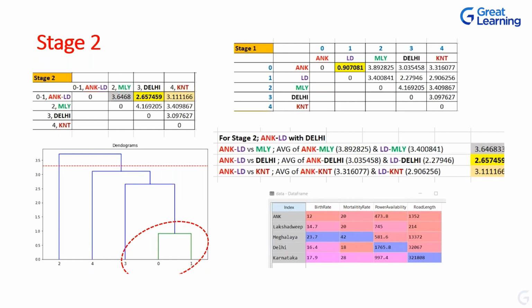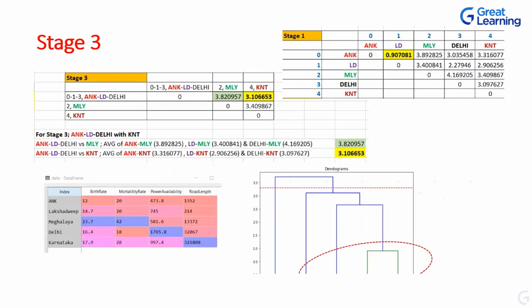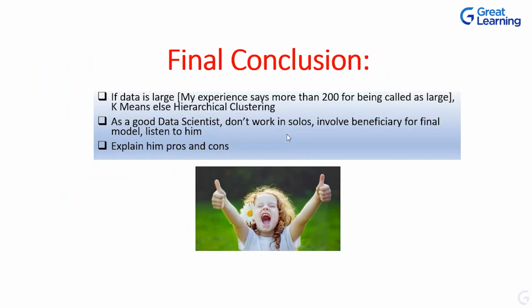Your job is to do the work, analyze it, and show it to the beneficiary. With regard to clustering, always take decisions in consultation with the domain expert. However, this last sentence is valid for most of the statistical modeling and its deployment. You need to involve the beneficiary because ultimately he is going to use it.